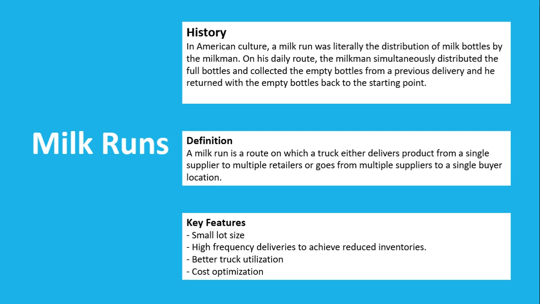In logistics, the milk run system works the same as the milkman's daily plan. A milk run is a route on which a truck either delivers product from a single supplier to multiple retailers or goes from multiple suppliers to a single buyer location. Milk run is basically for small packages, which can be delivered by a small truckload.